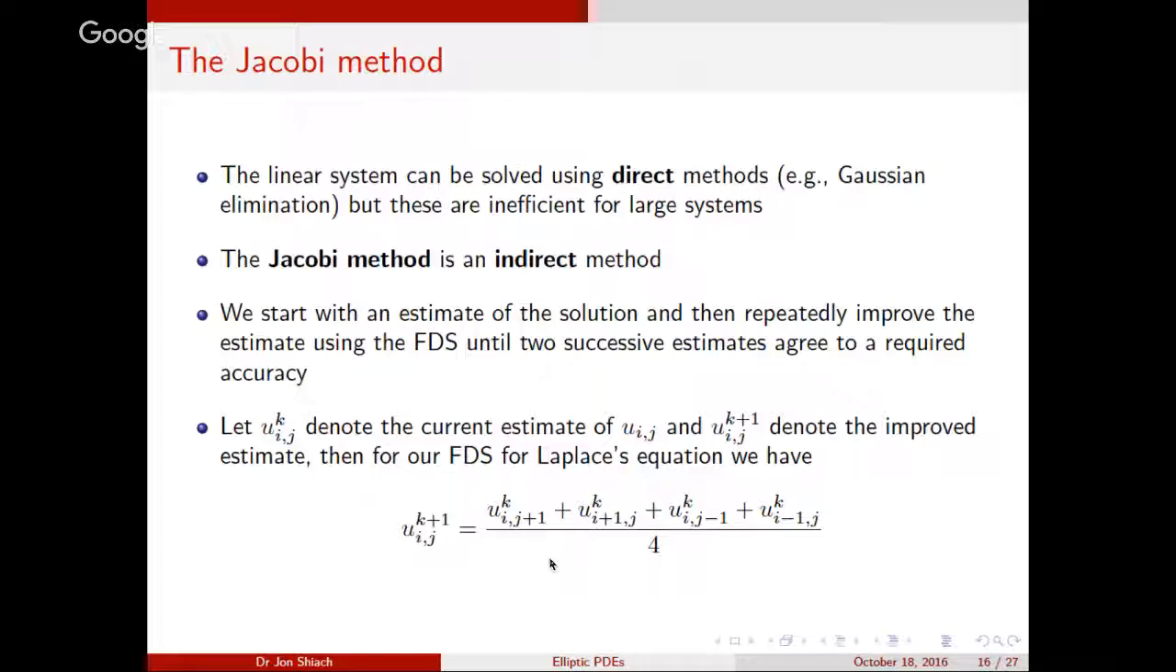The notation we've used here is a superscript to denote the current estimate. So superscript k says that's our current estimate, and superscript k plus 1 means the next improved estimate. Then all you do, in the finite difference scheme we derived earlier, is on the left-hand side, for node ij, you put a superscript k plus 1. That says I'm going to improve the estimate of this node using the current k nodes.